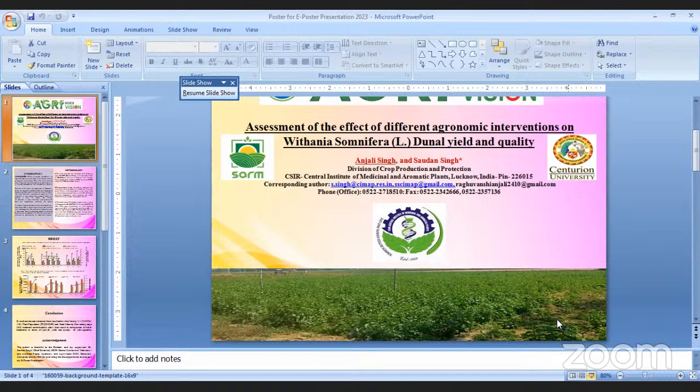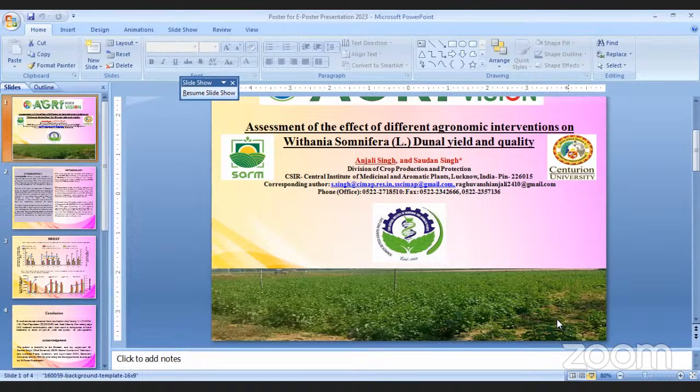Now come to the economic point. As seen above, V1 performed better, and the net return obtained from P1, P2, and S3 gave better net return in comparison to other treatments.